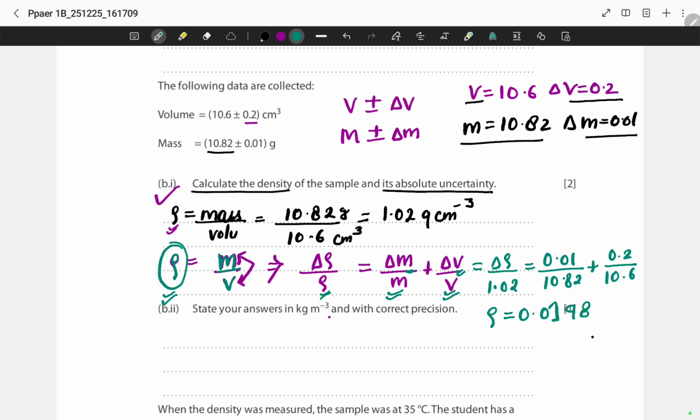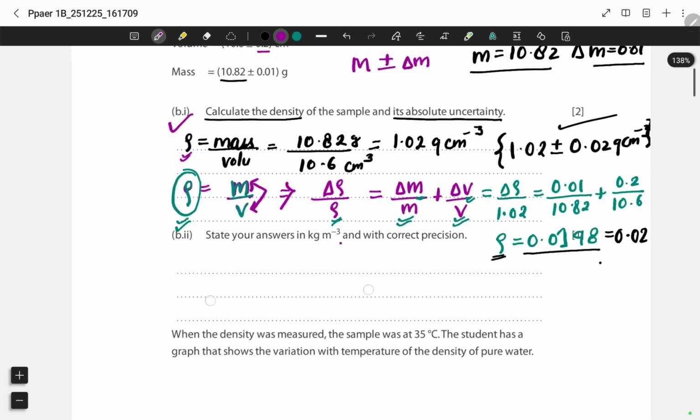But now, very important, many of the students lose marks over here. This is absolute uncertainty, and absolute uncertainty is always rounded off to one sig fig. So I will round it off to one significant figure, so it will become 0.02. My final answer for density is 1.02 plus minus 0.02 gram per centimeter cube. If I do this much, I get 2 marks. Okay, now let us move further to the next part.